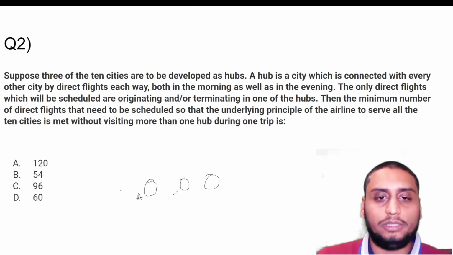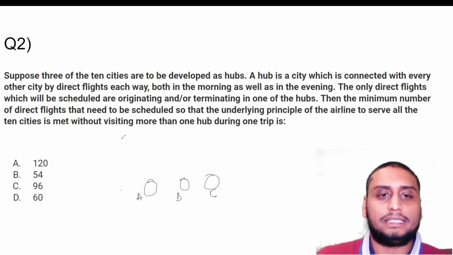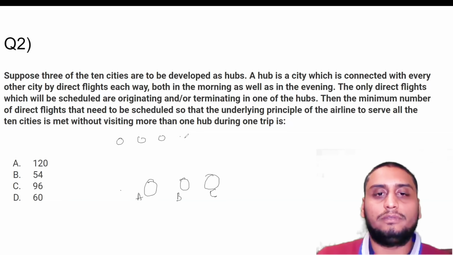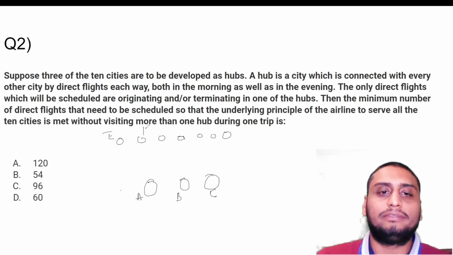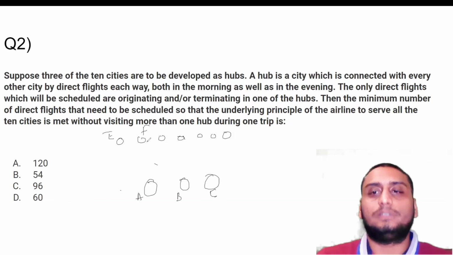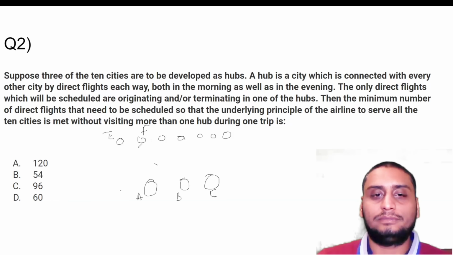This is A, B, C. It is saying that A, B, C are hubs and the rest seven, one, two, three, four, five, six, seven, are not hubs. So there would be no direct flights in between these. There will be direct flights only between hubs. So if you want to go from, let's say, E to F, you have to go to one hub and then go to F.